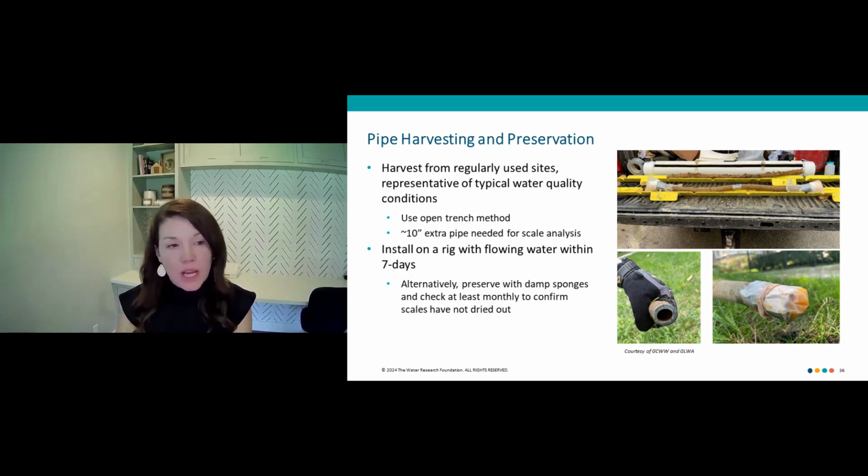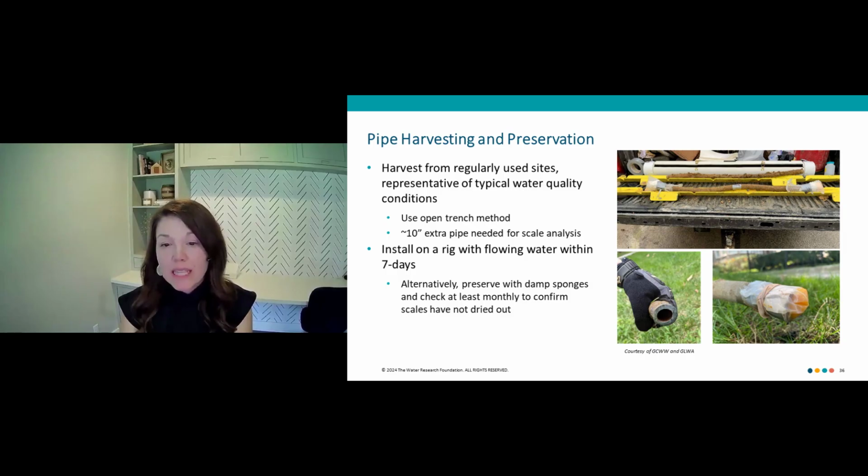Typically, you need about 10 extra inches for each scale analysis that you're going to be performing. We generally recommend that after harvesting, you install these pieces on a rig with flowing water within 7 days. However, that's not always possible. So alternatively, you can preserve these for significant periods of time.